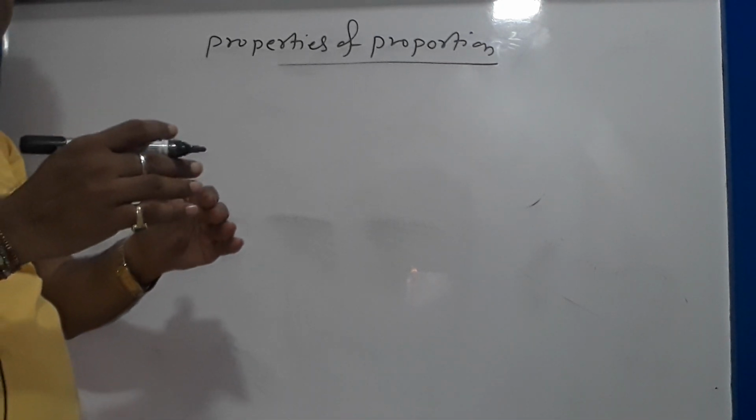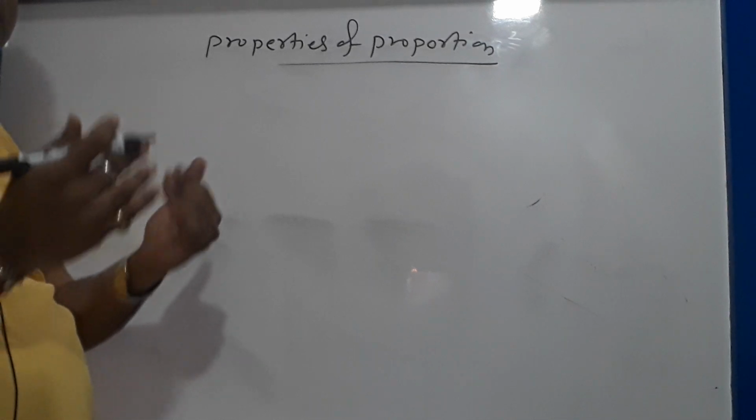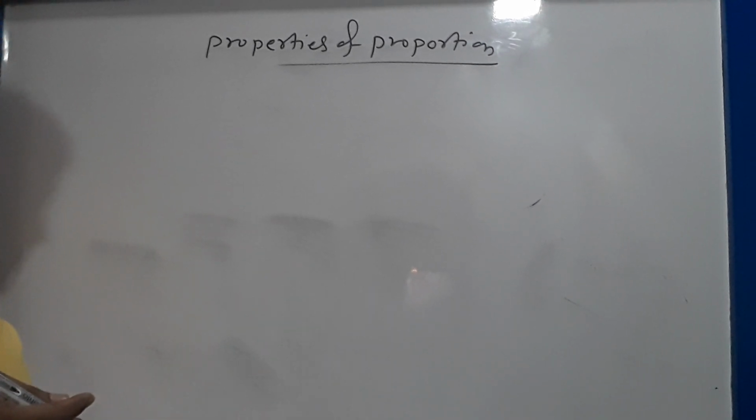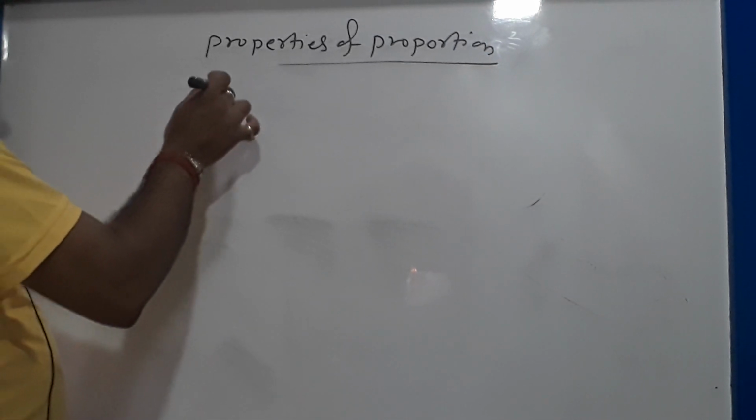So first we have seen invertendo. Invertendo means we can invert the ratio. A upon B I can write B upon A, C upon D I can write D upon C by using invertendo. Then it comes alternando.